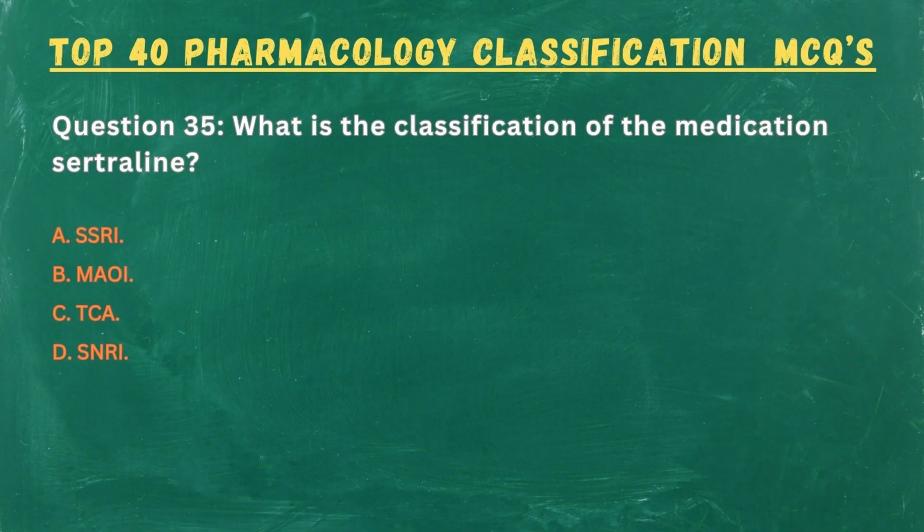Question 35. What is the classification of the medication sertraline? A. SSRI. B. MAOI. C. TCA. D. SNRI. Answer: A. SSRI.